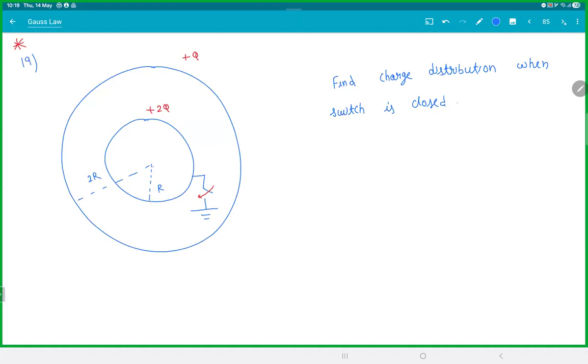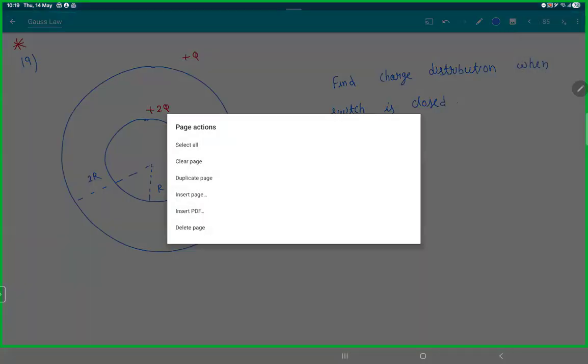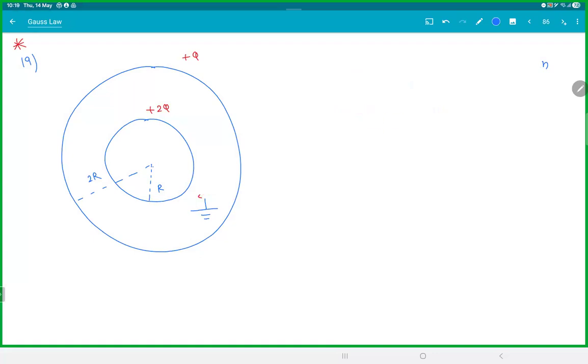Okay, let's see. Should I show you? Let's see. The first thing is the charge distribution. So the moment you ground this, what is the charge on the inner shell? The first thing you should say is, I don't know.